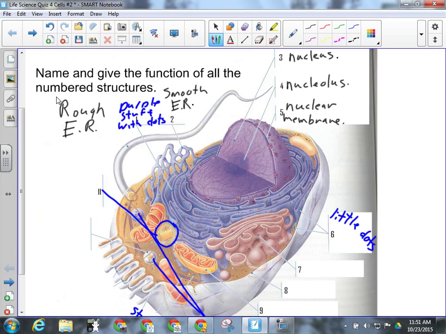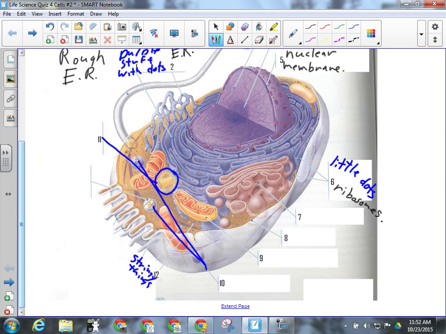Okay, all right. Number 6, all the little dots are ribosomes. And ribosomes make protein. Number 7, Golgi apparatus.